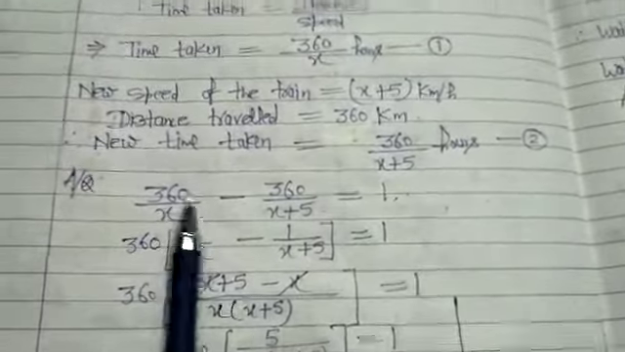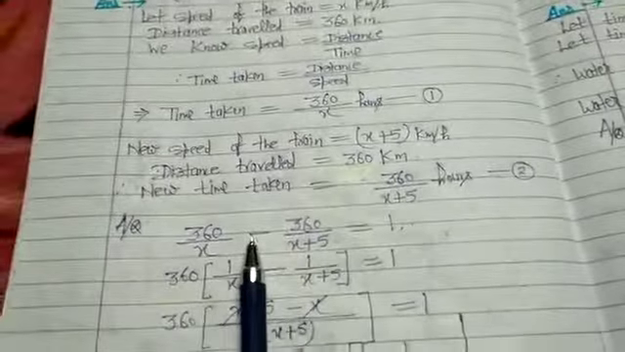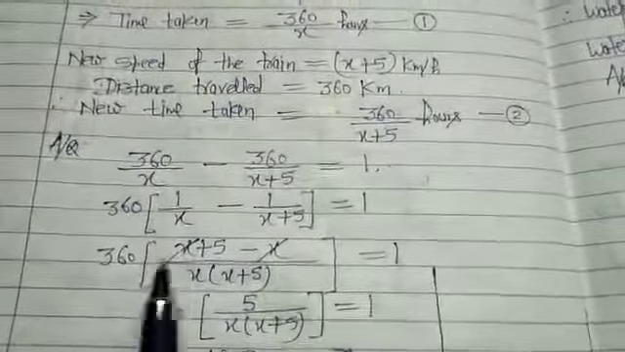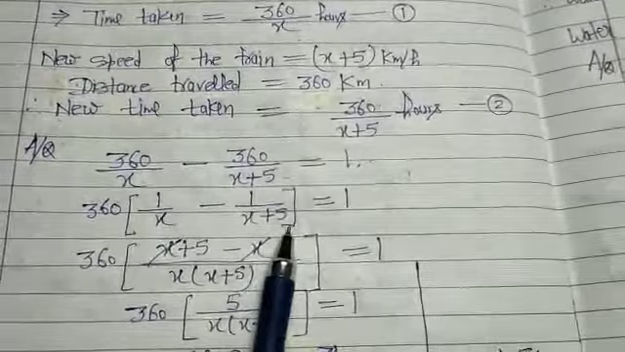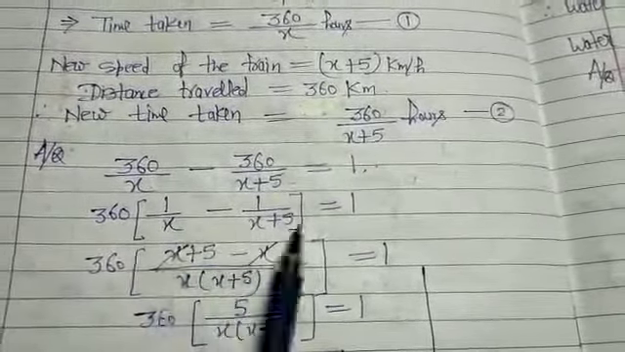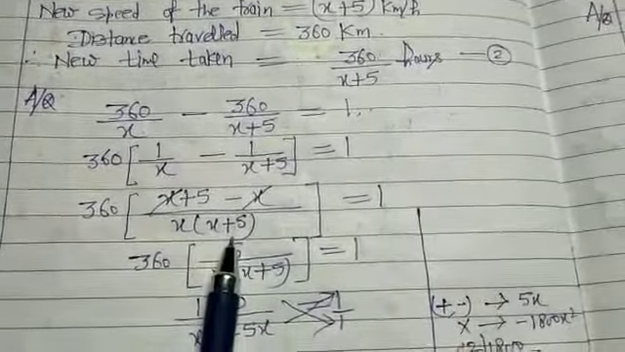Now we have to solve it. 360 I will take common from here. So it becomes 1 upon x minus 1 upon x plus 5. Now we will take the LCM. So the LCM of these two will be x into x plus 5.